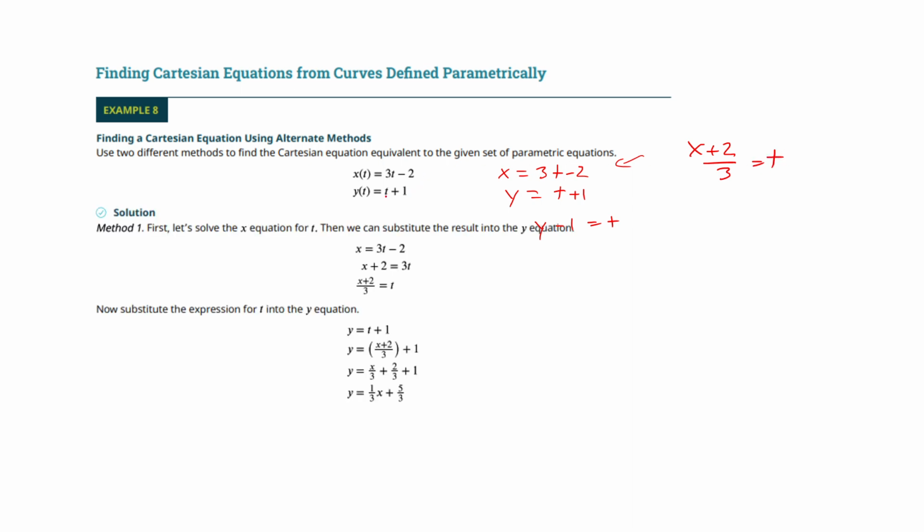So that's what they're doing here. First method, they solved the x equation for t and subbed it into this. Now they've done some algebra to tidy it up. It's not that tricky and it's not all that important, but they get down to here. So this is a line with an intercept of 5/3.